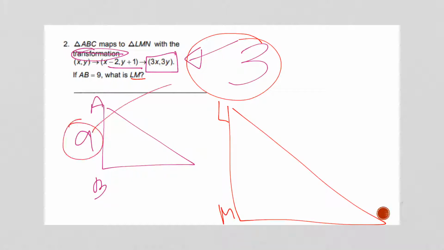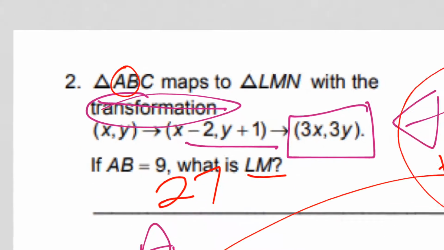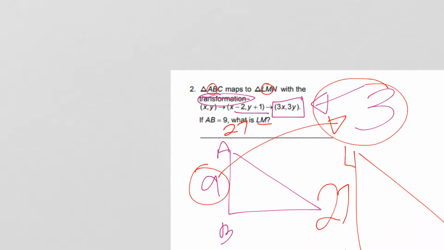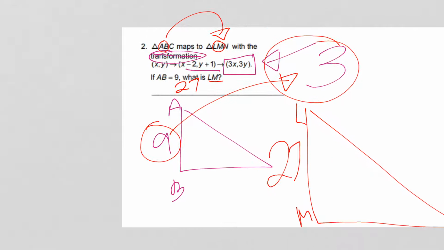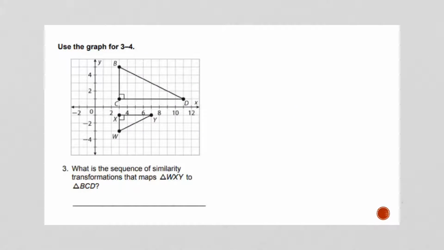So if I take 9 and I multiply it by 3, what will I get? 27. So the length of 27, which is a corresponding side from AB to LM, is being multiplied by 3. So the answer is 27. The translation doesn't matter. That just means my triangle moved locations. That does not change the shape or the length.